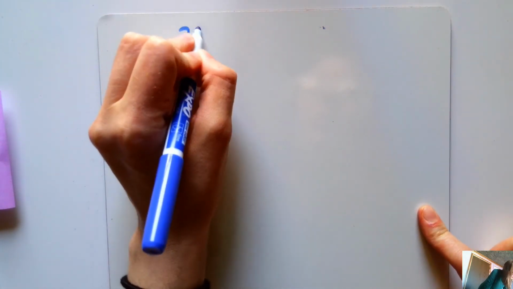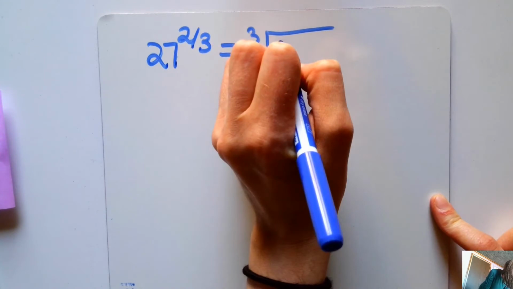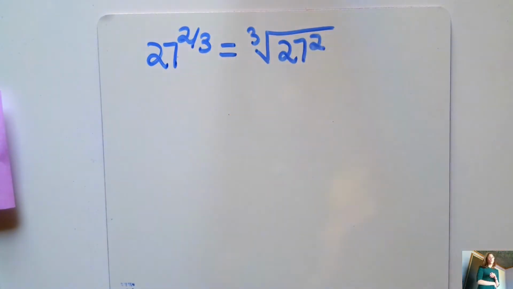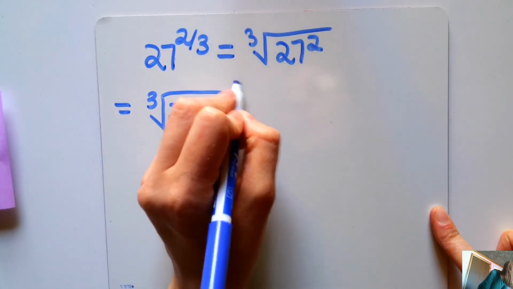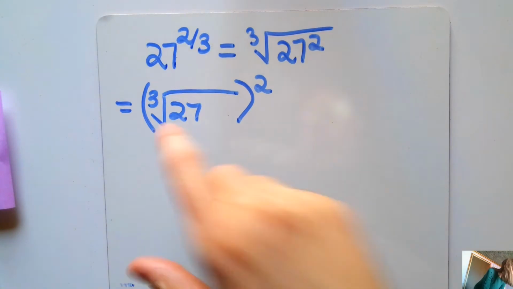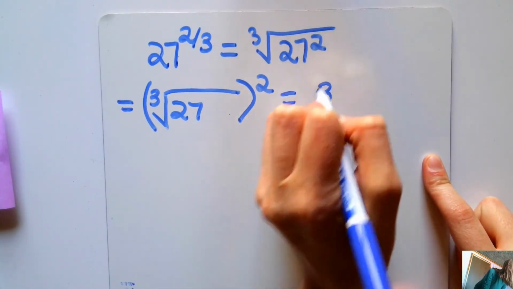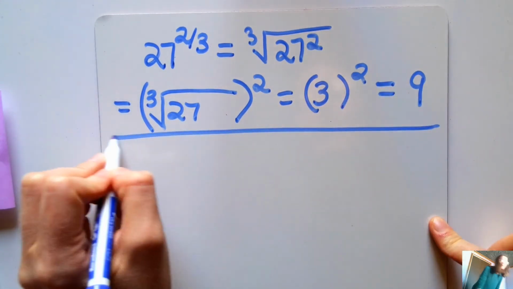27 to the 2/3 is the cube root of 27 squared, or we could write it as the cube root of 27, all of that squared. And we find that this is easier in this problem. It's easier to write it this way because 27 has a cube root, and that is 3. So we know the cube root of 27 is 3. So this becomes 3 squared, which is 9.